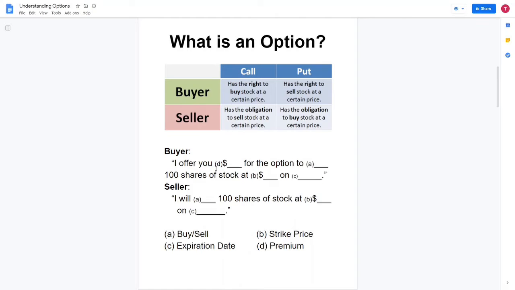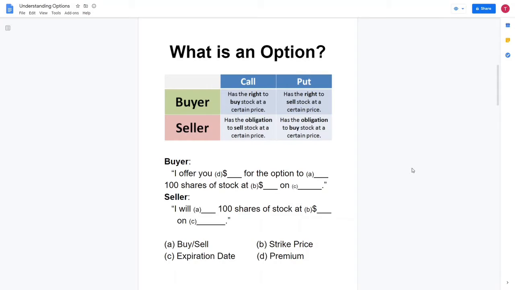And lastly, blank D is the premium. This is the price that the buyer pays to acquire this contract. The seller of the contract will always get to keep this premium, regardless of whether or not the buyer executes this deal or not.